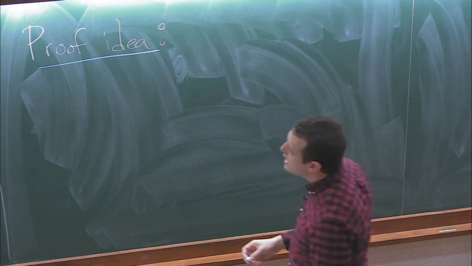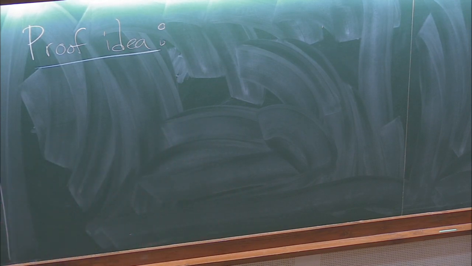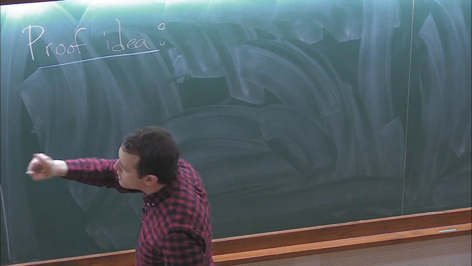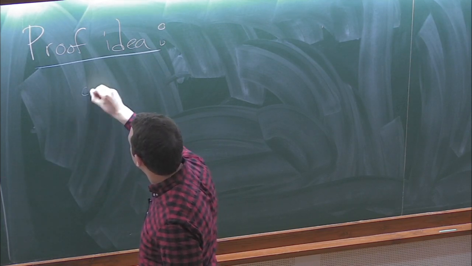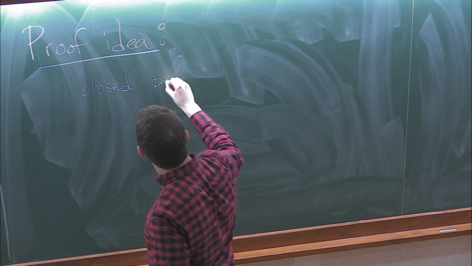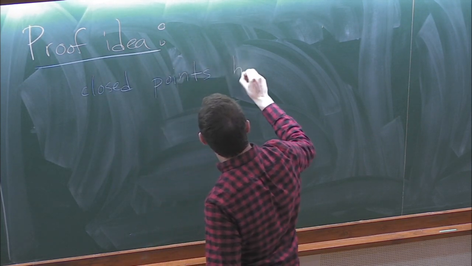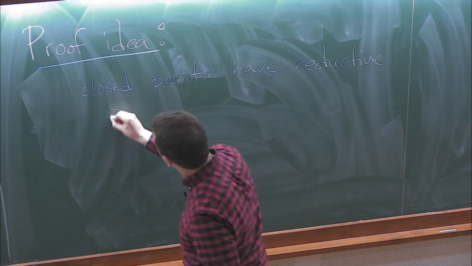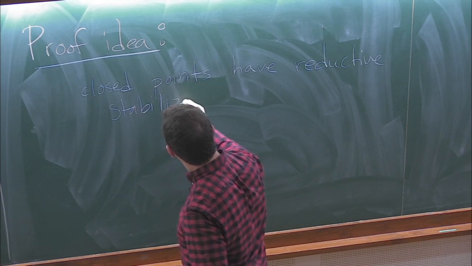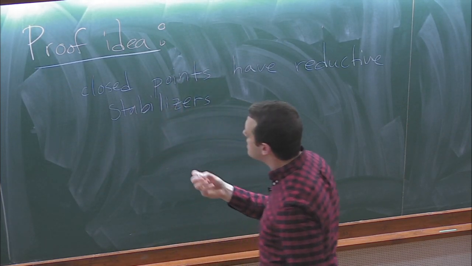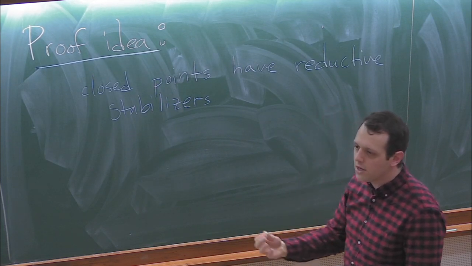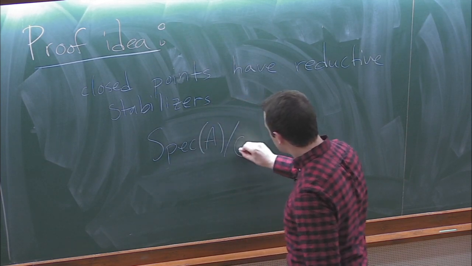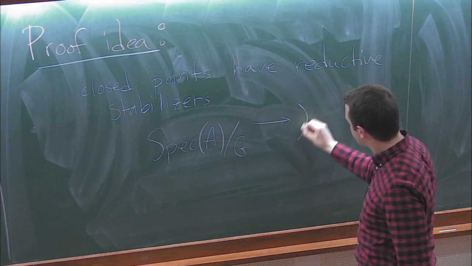Okay, so the proof idea is that first of all, S-completeness implies that closed points have reductive stabilizers. This is really the point where we need characteristic zero, because the slice theorem says that if you have a closed point with a linearly reductive stabilizer, then you can find an étale map like this, where G is linearly reductive.